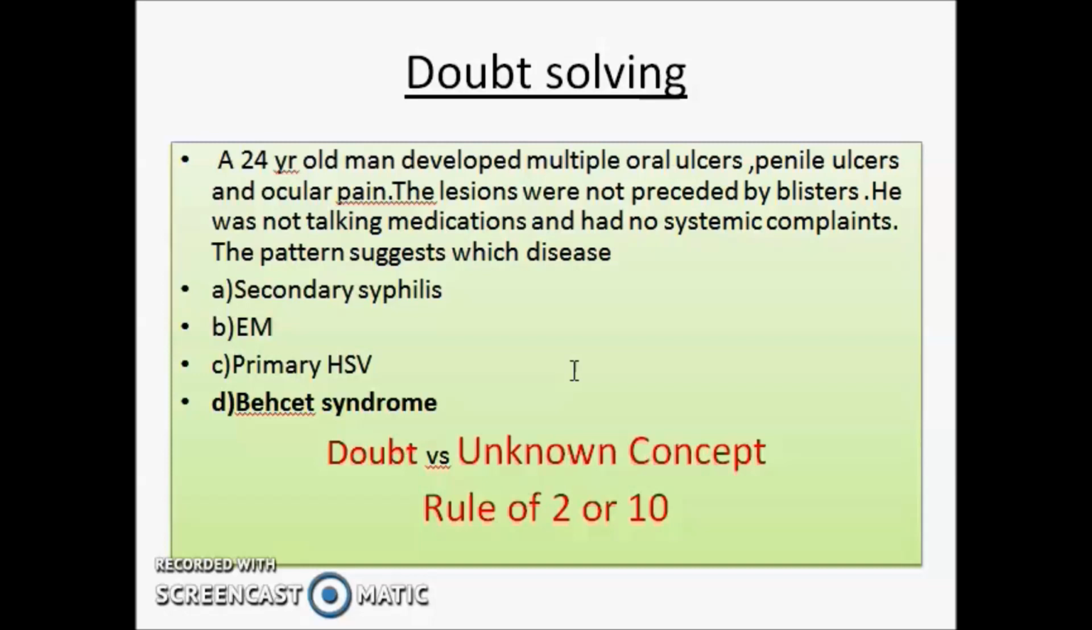But remember, you should know whether it is a doubt or an unknown concept. For example, if you see a question like: a patient is having multiple oral ulcers, penile ulcers and ocular pain. You do not know what the answer is. The options are things you have not seen any time, like secondary syphilis, you don't know what EM is, that is erythema multiforme, or primary herpes simplex virus, or Behcet syndrome. So aspirants, please remember that if you do not understand the question that is given, it means your concept is not clear. So you have to go back to the textbook and read.